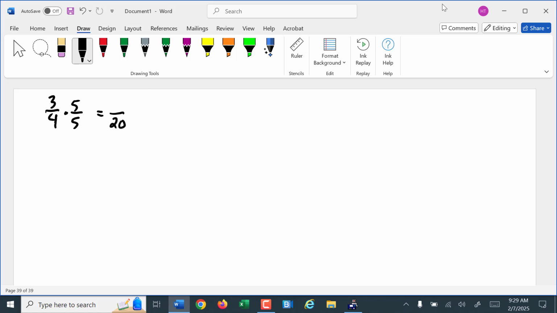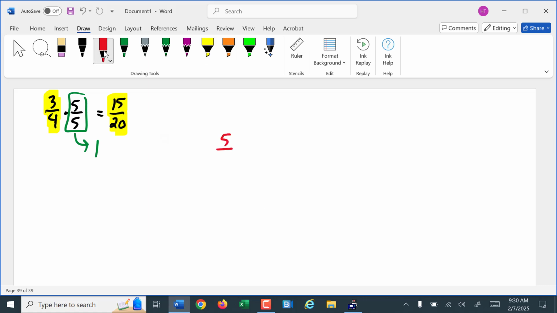You've always been told whatever you multiply the denominator by, you multiply the numerator by. Well, the reason for that, of course, 4 times 5 is 20, 3 times 5 is 15. The reason for that is 5 over 5 is just 1. And when you multiply or divide something by 1, it doesn't change the value. It changed the appearance. 3/4 and 15/20 look different, but they have exactly the same value.